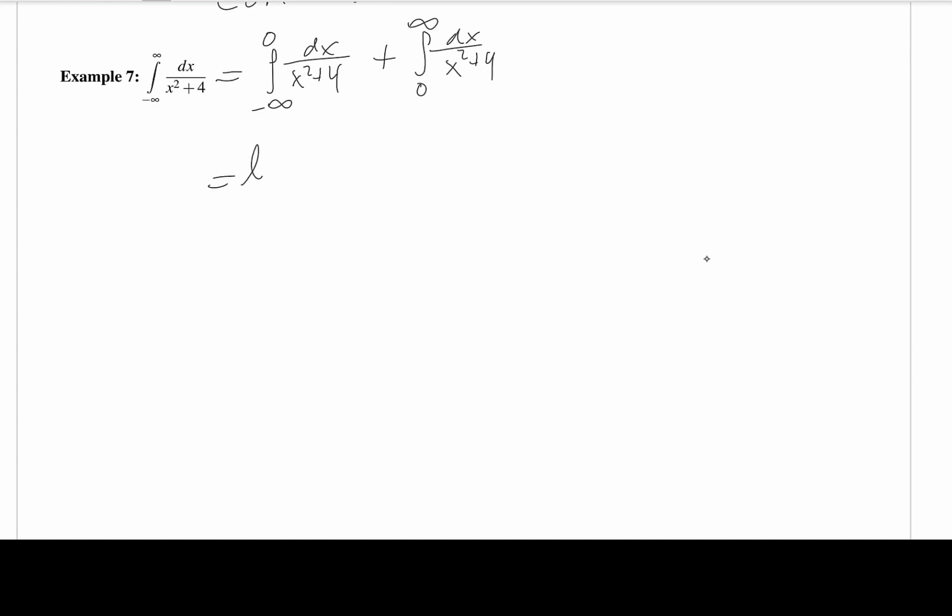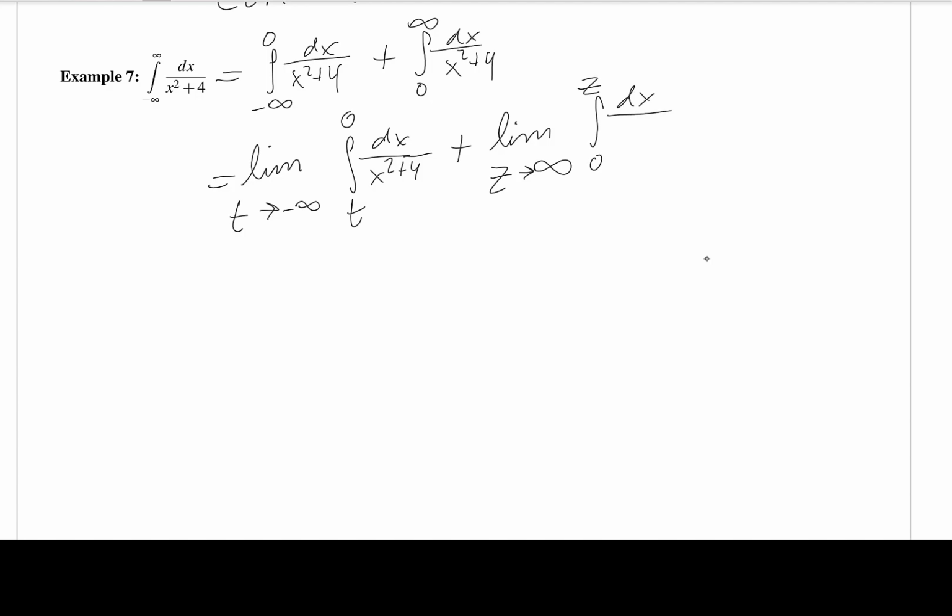And so this becomes the limit as t goes to negative infinity, integral from t to 0 dx over x squared plus 4, plus, now I need a new variable. The variable I'm going to use now is going to be z. So z goes to infinity, integral from 0 to z of dx over x squared plus 4.